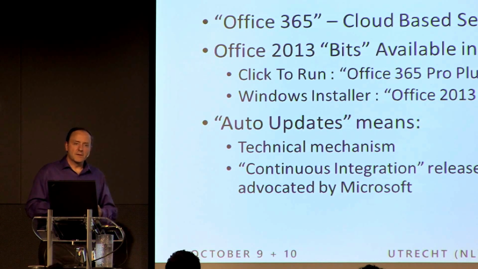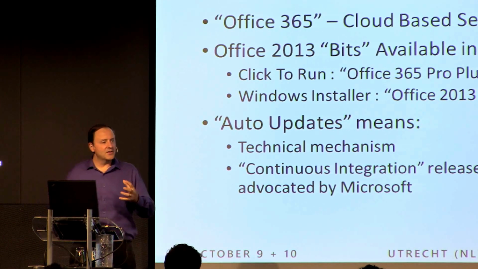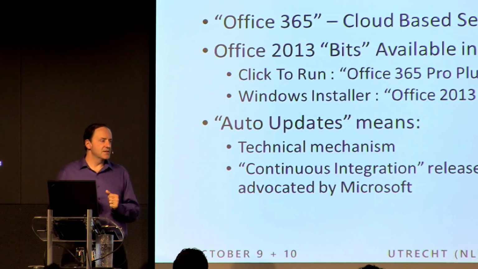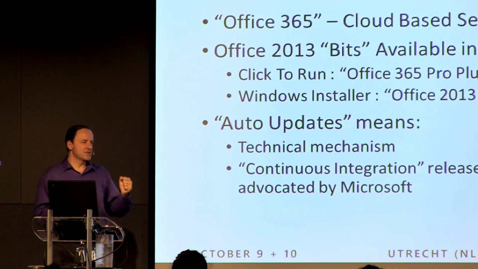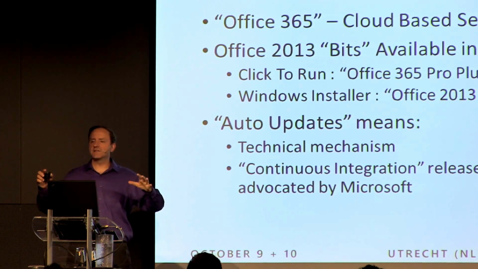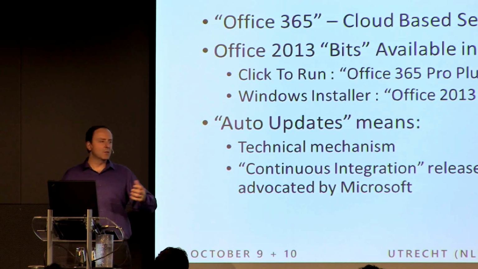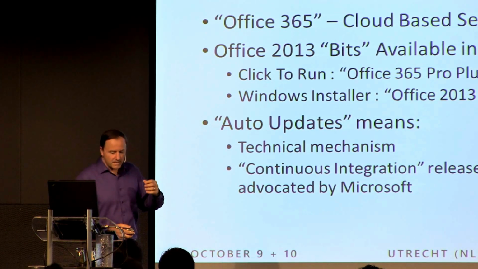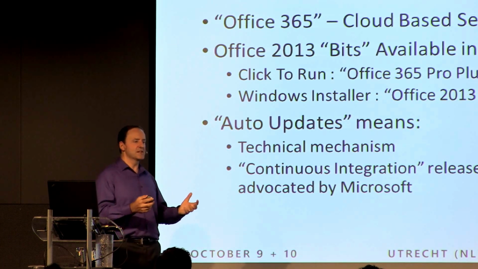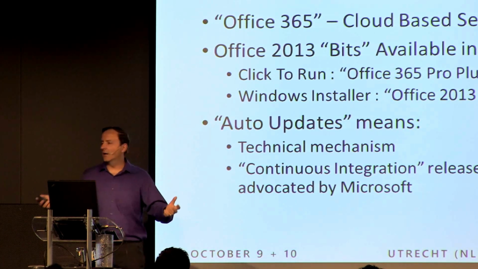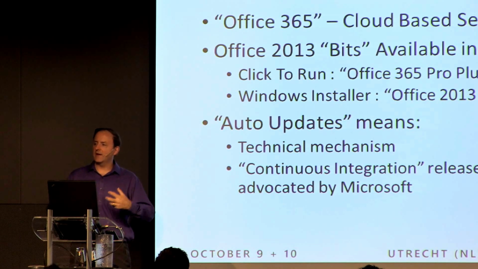Auto updates: Microsoft talks a lot about auto updates on the Office 365 click to run side. There are really 2 portions to this. One is the technical mechanism that you all know as auto updates. You get an application, once a week or once a month it checks a website and says, yo, there are updates, do you want to receive them now? Java does this, a lot of other applications do. That's the technical mechanism.